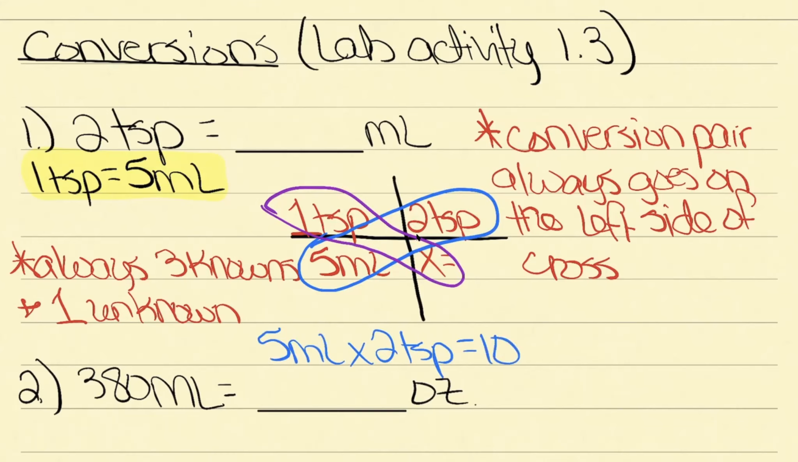And then you divide whatever is left. So you cross multiply and divide. So if we cross multiply these, then we divide it by 1 teaspoon. So it's just 10. The answer is just 10.